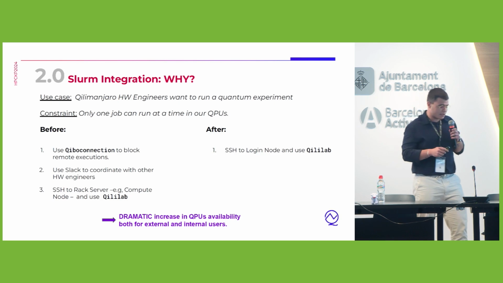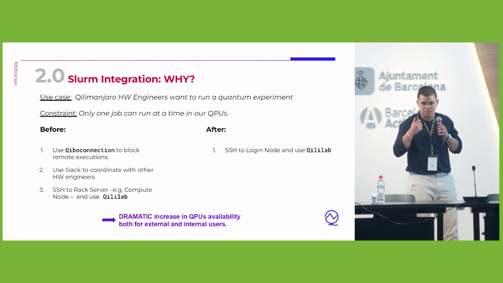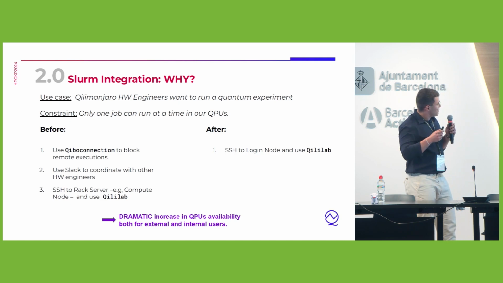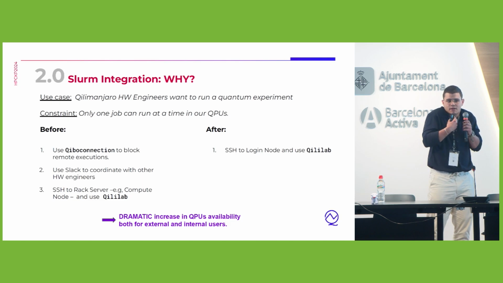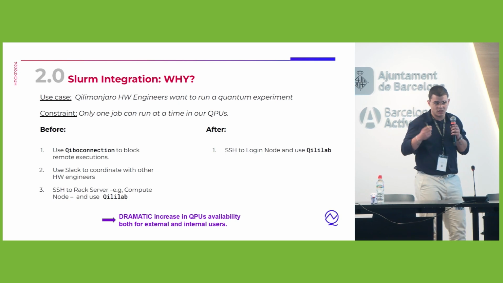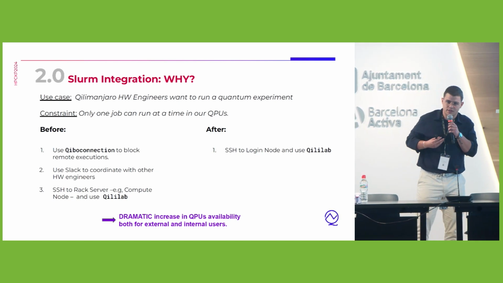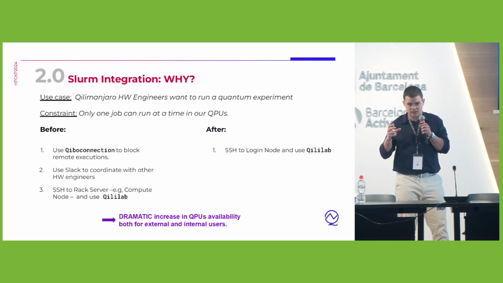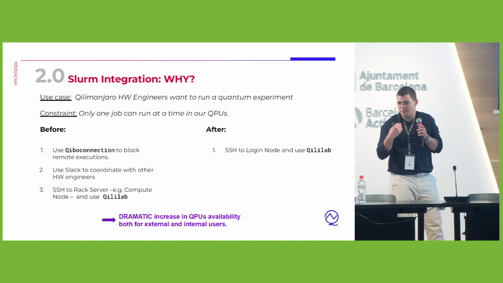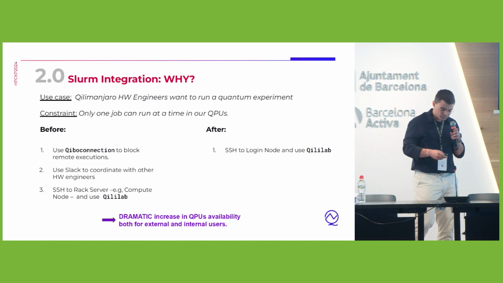So first of all, let's pick a use case to understand the value that Slurm provided to us. The use case is the basic one. So I'm a hardware engineer, and I want to run quantum stuff. Okay. And we have a constraint. So due to the current stage of the technology and our current chip size, okay, the possibility of running 2 quantum experiments at the same time is not there. So if I'm running a quantum experiment and another person tries to connect to the quantum processing unit, he will mess up my measurement, okay?